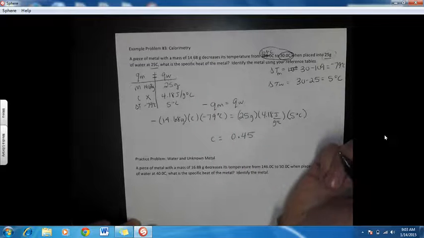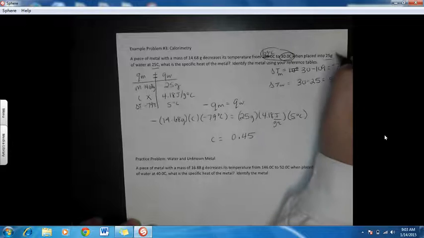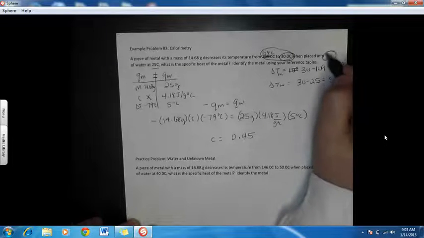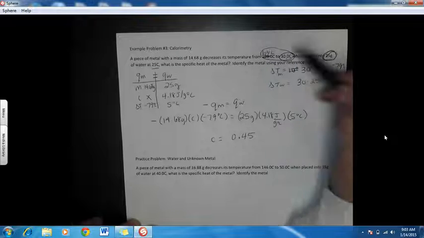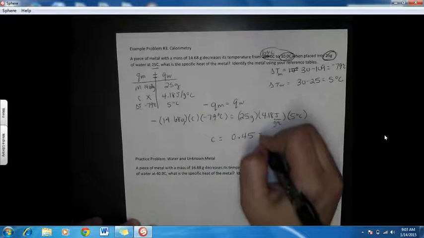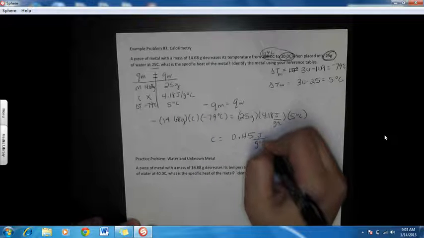Now I've kept only two significant figures because that's the least number I had. Here was 2, and the temperature here was 3, and that one was 4. So your mass was 4. So we just kept two significant figures. Now the units will be joules per gram degree Celsius.